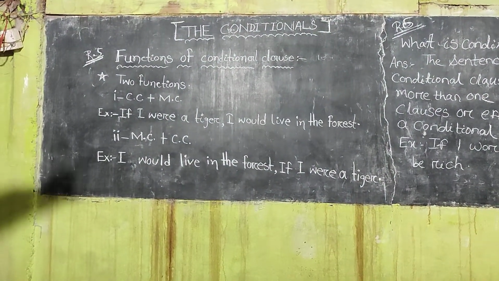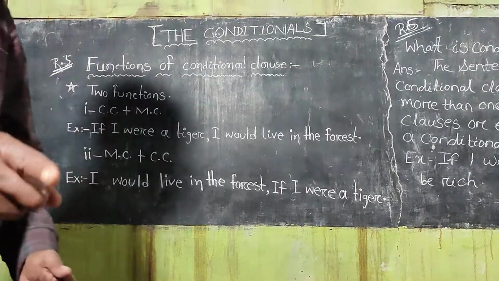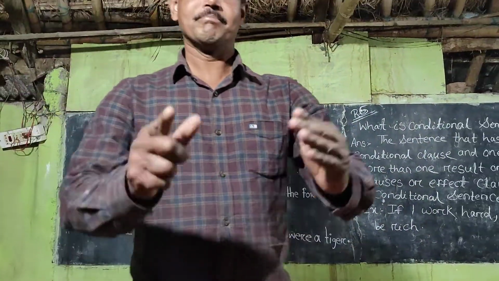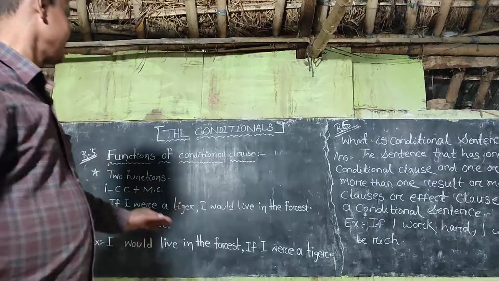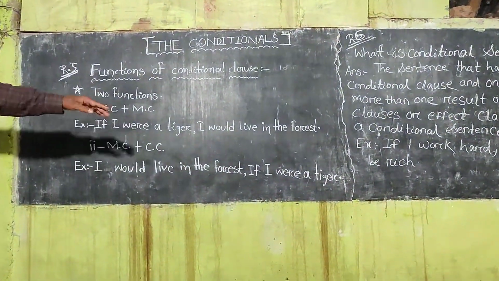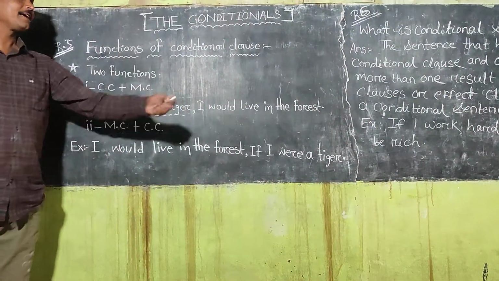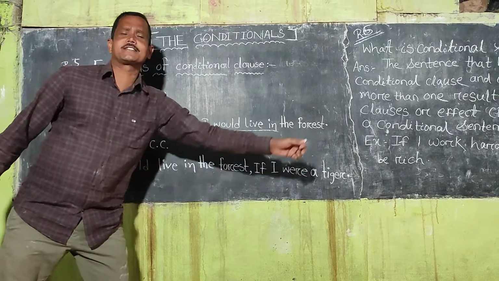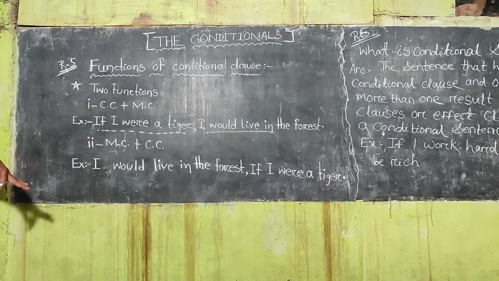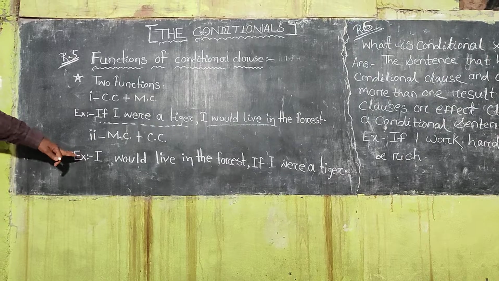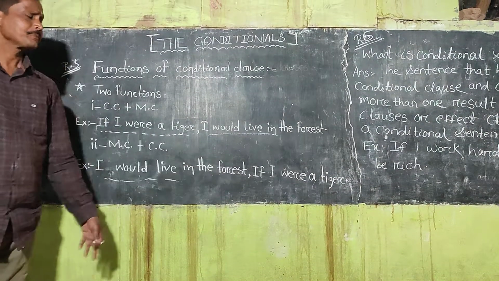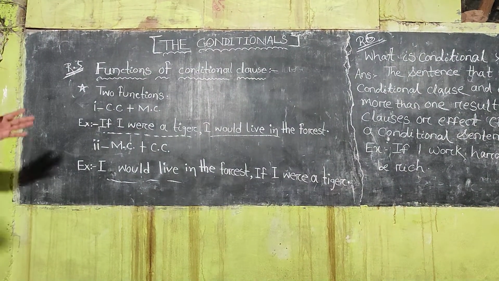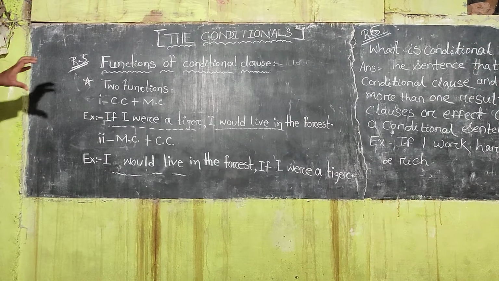The first one is CC plus MC. CC means conditional clause and MC means main clause. Now you can see CC plus MC: if I were a tiger is the CC, and I would live in the forest is the MC. And next, MC plus CC: I would live in the forest is the MC, and if I were a tiger is the conditional clause. That means the functions of conditional clauses.